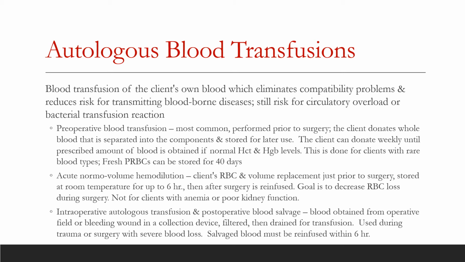Intraoperative autologous transfusion and postoperative blood salvage. Blood is obtained from the operative field, so they suction it up or scoop it up from the bleeding wound or wherever into a collection device. They filter it and then drain it and transfuse it. It can be used during trauma or surgery with severe blood loss. And then that salvaged blood can be reinfused to that client within 6 hours. Because again, we're at room temperature, so our maximum is 6 hours for autologous room temperature blood.